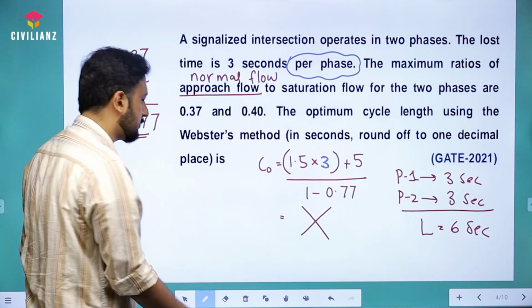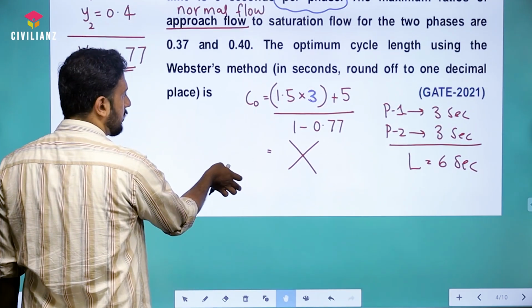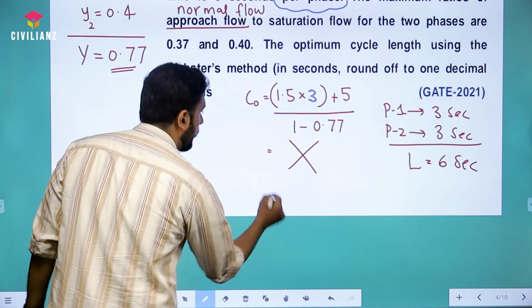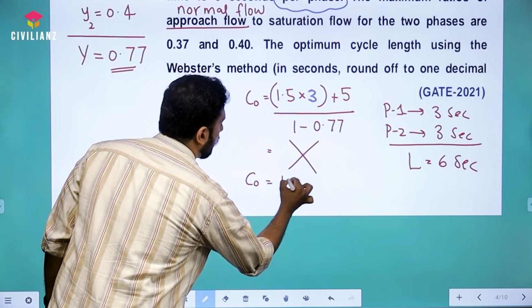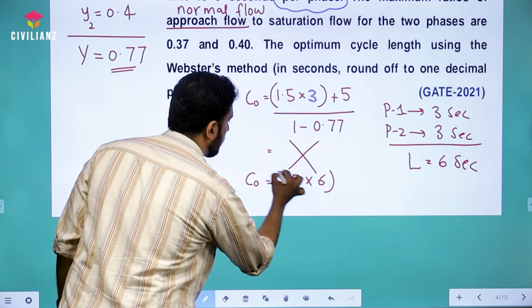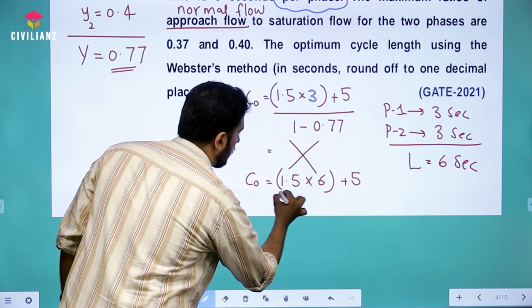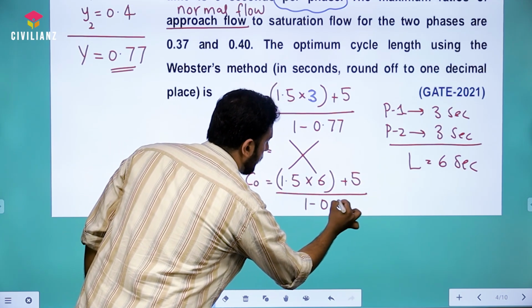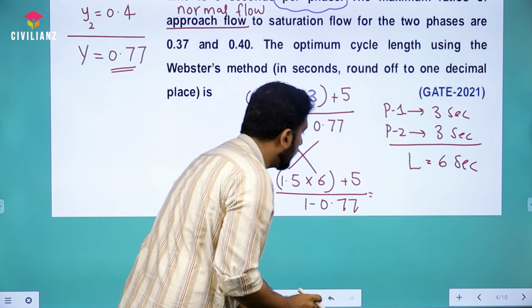Understood, guys? Okay. Now substitute there. What will be your value then? C0 is going to be (1.5 × 6 + 5) / (1 − 0.77). Understood or not?